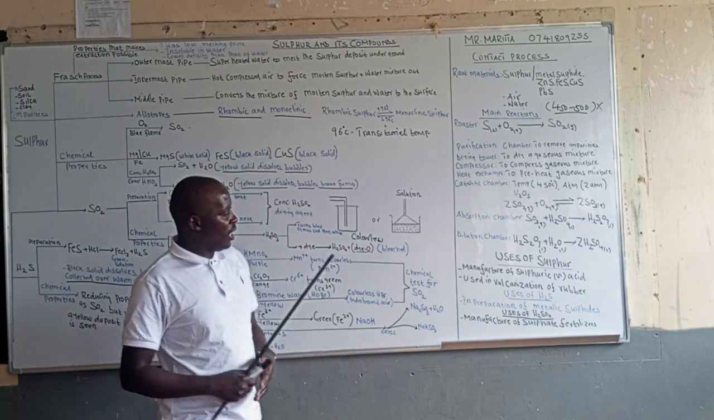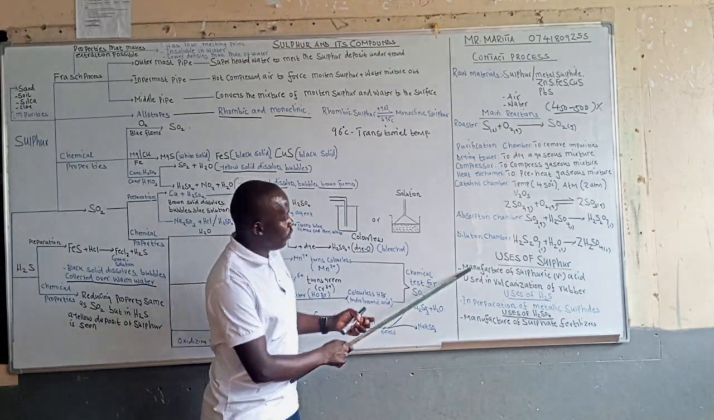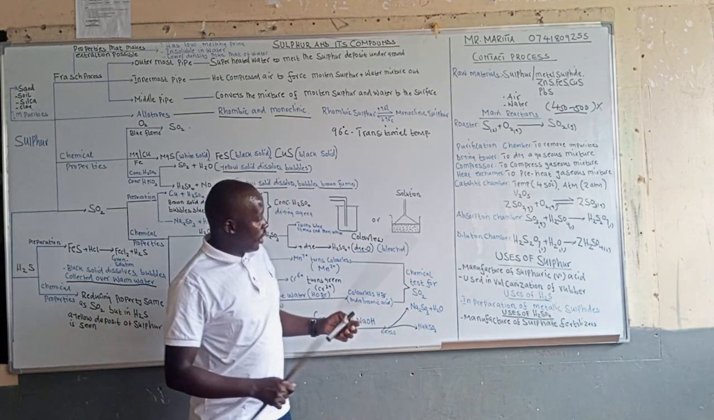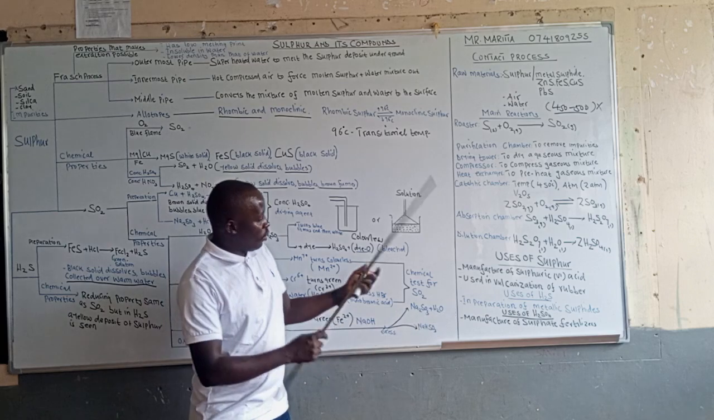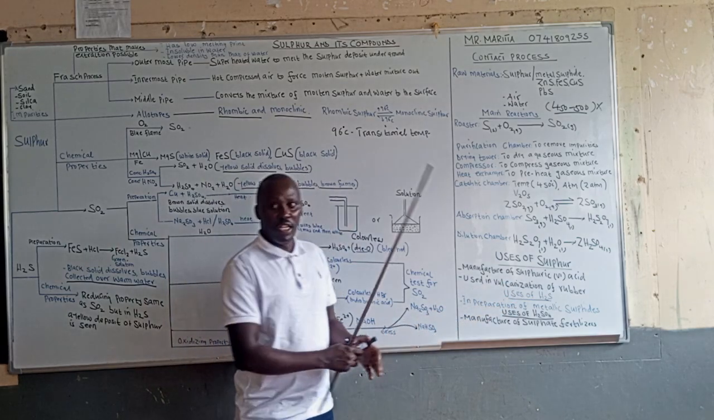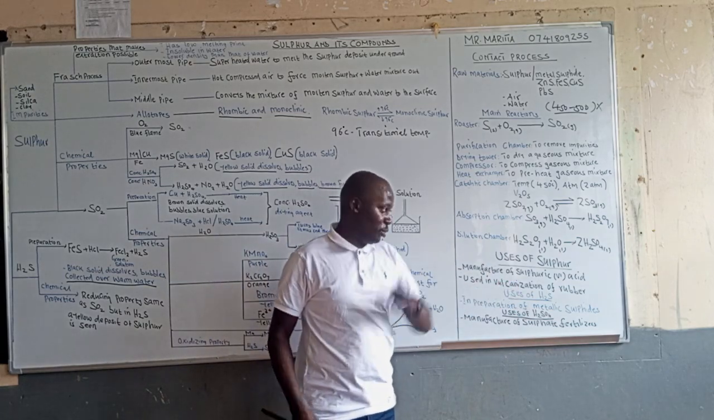Then now you can have the uses of sulfur. Sulfur is used for the manufacture of sulfuric acid in the contact process. Of course, it is also used in the vulcanization of rubber. This one you will get in Form 4, organic chemistry 2.